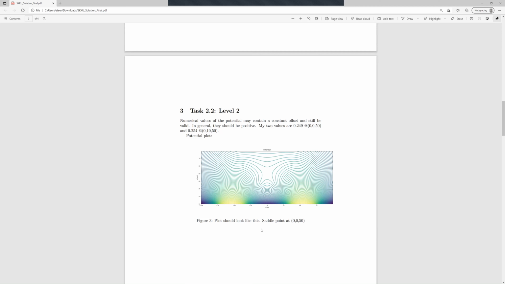We asked for a few numerical points to be provided as well for the exact values that students got. And the 2 points that we asked, the potential values I found were 0.249 and 0.254.